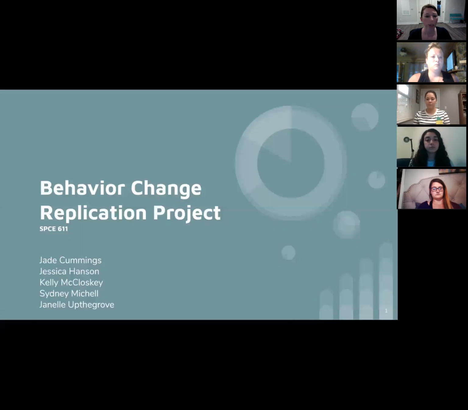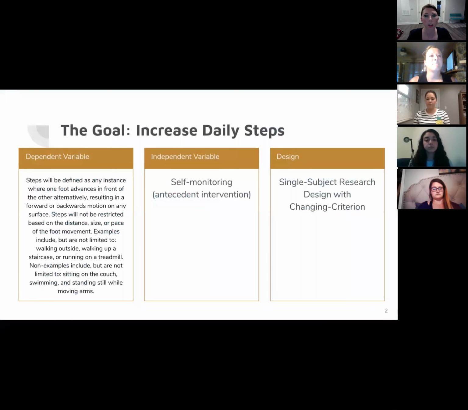Our behavior replication project targeted daily step frequency. Our goal was to incrementally increase the number of steps that each participant took each day. The behavioral definition of a step was any instance where one foot advances in front of the other alternatively, resulting in a forward or backward motion on any surface.